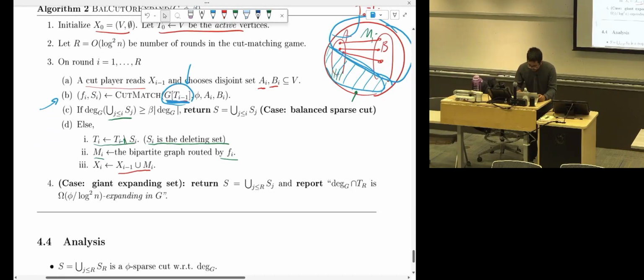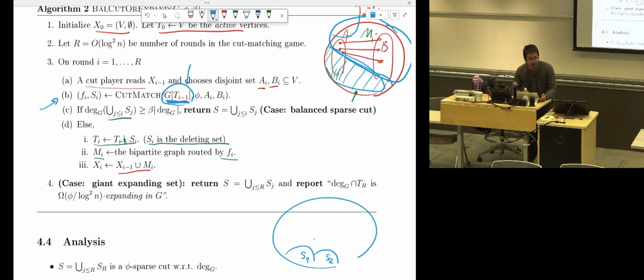So basically, what you're going to get is S1, and then maybe S2. They are disjoint; they don't overlap. And then S3, and S4, and so on. And each of these is sparse, and the union of them will be sparse. If they can overlap, then it's not the case.